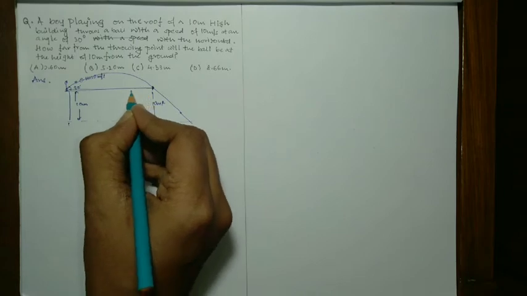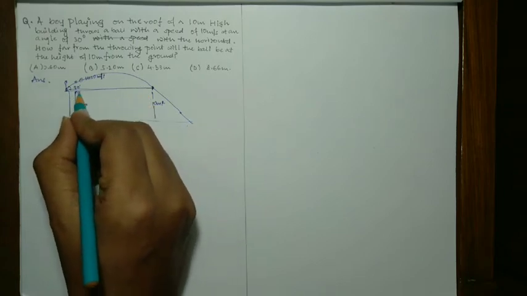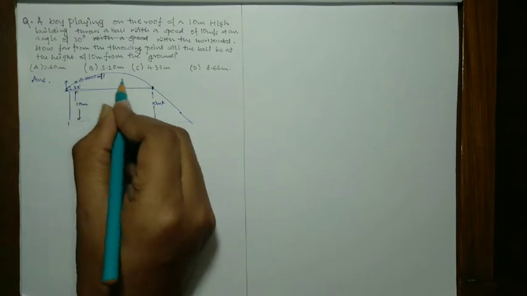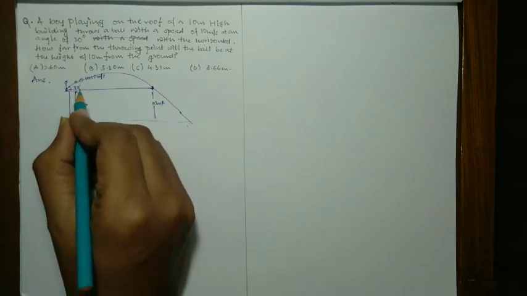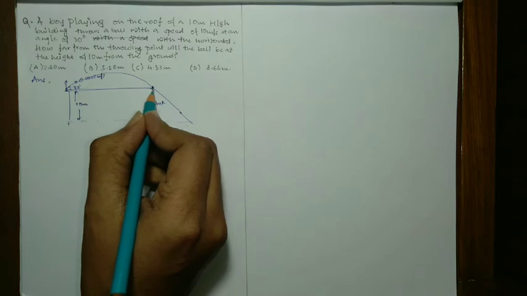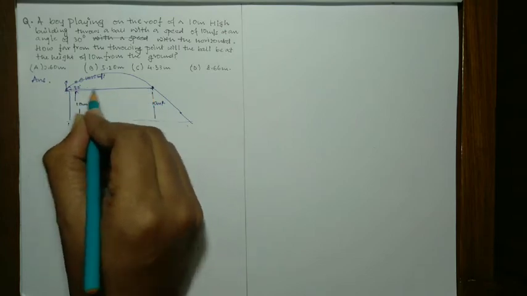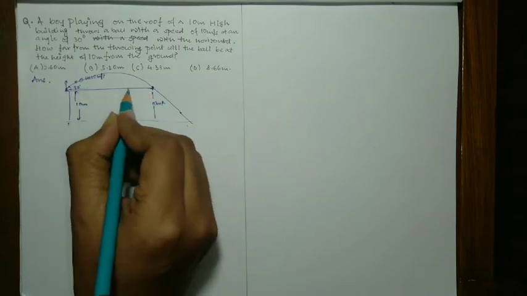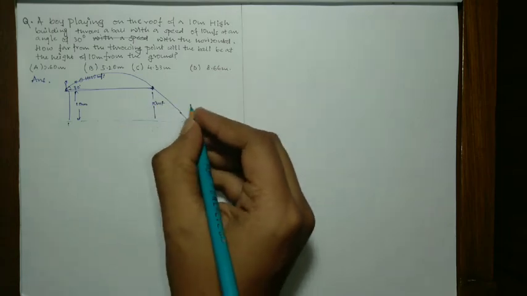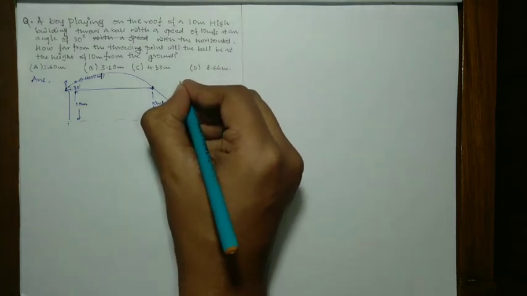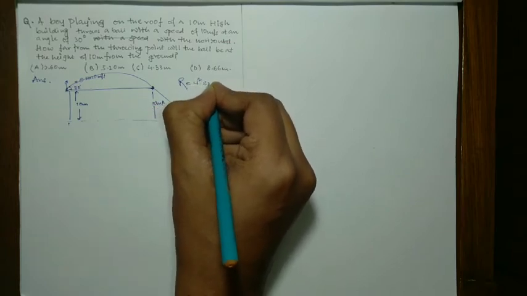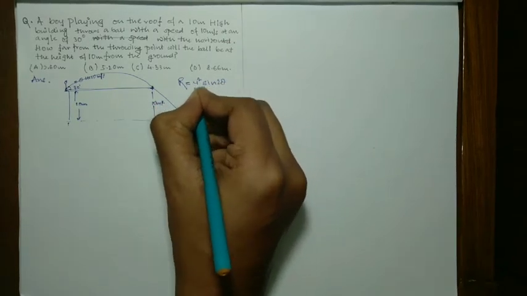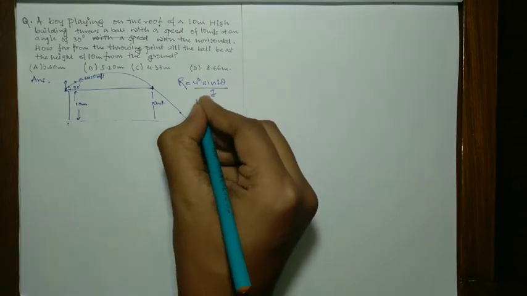We can very well see that this itself is a projectile, a ground to ground projectile, and this horizontal distance is nothing but the range of the projectile, right? Now we know the range of the projectile is given by the formula R equals u square sine 2 theta by g, right?